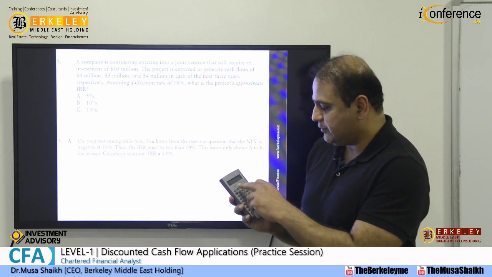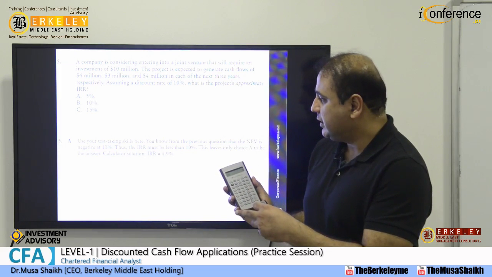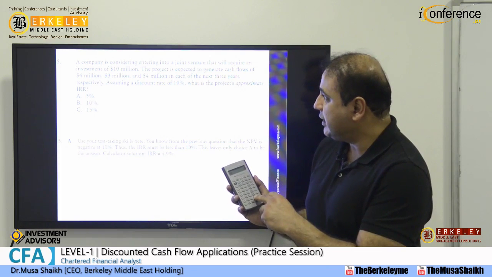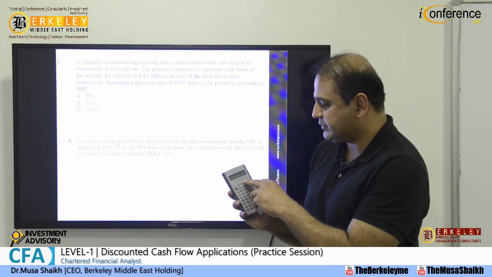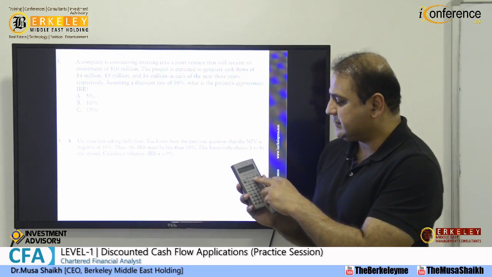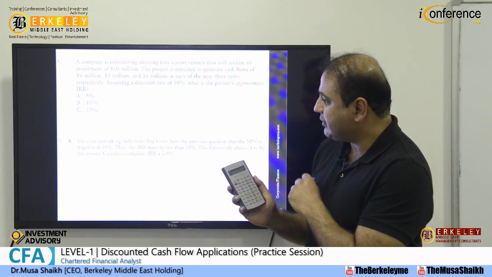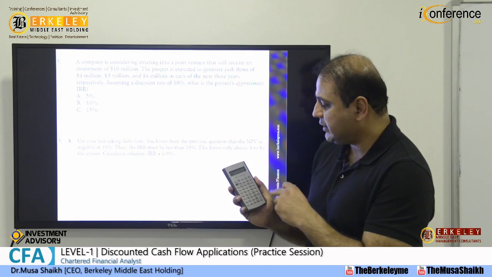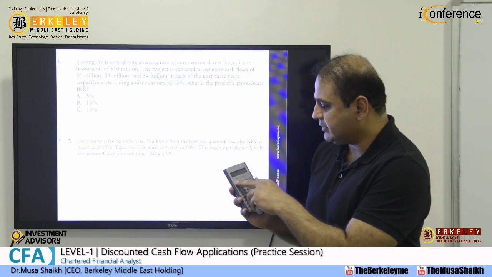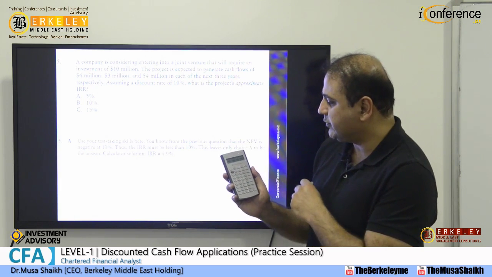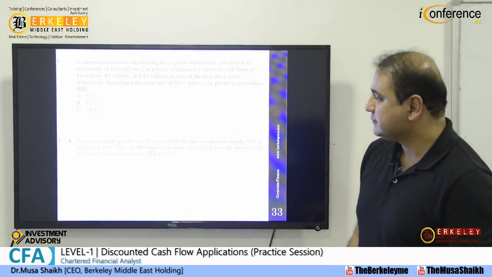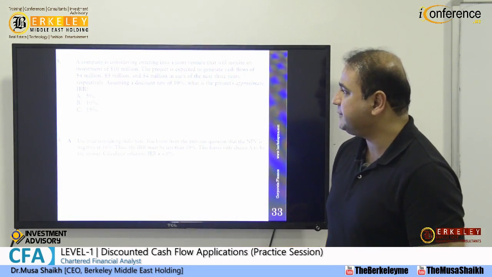So you will have 4 million, 2 times, then you will enter 3 million, again enter 2 times, and the last is 4 million that you press 2 times, and you will enter. Then you will press IRR, and here you have to put the discount factor. So here I will press compute, and this is 4.92, so that is the right answer. You can round off, so it will be 5%.